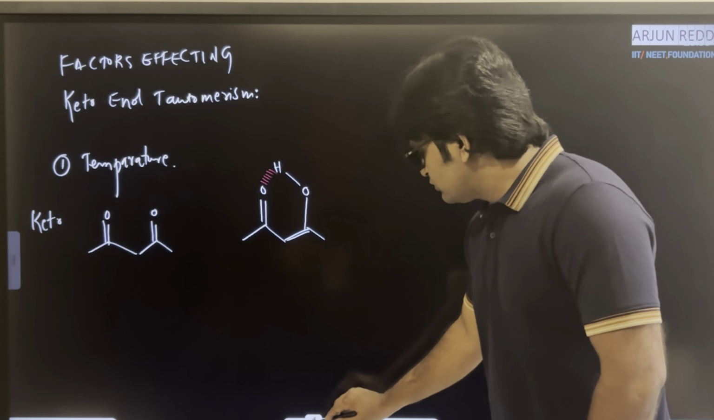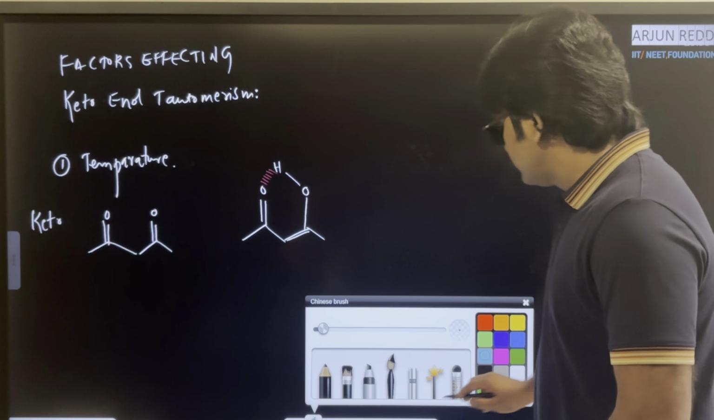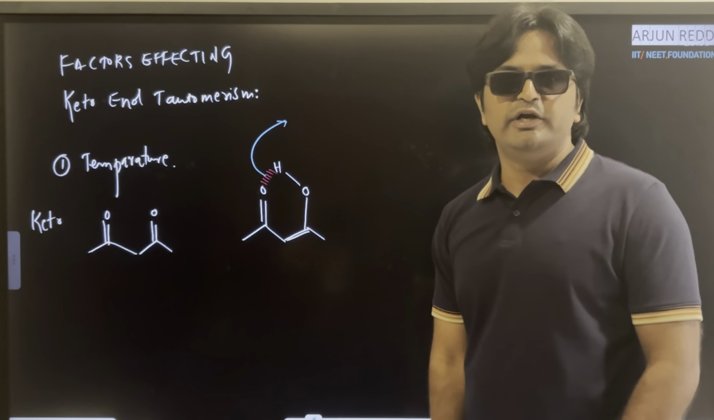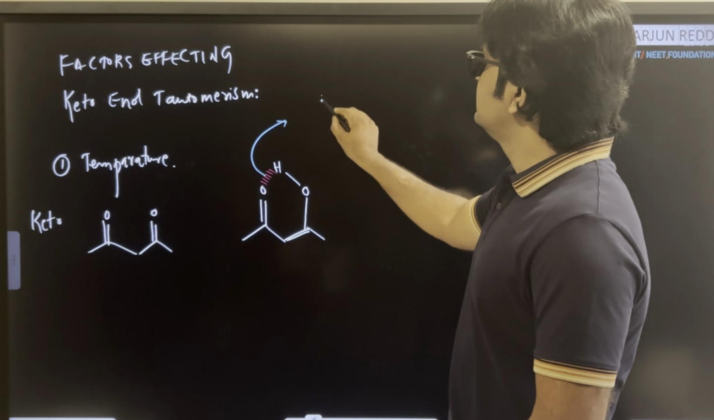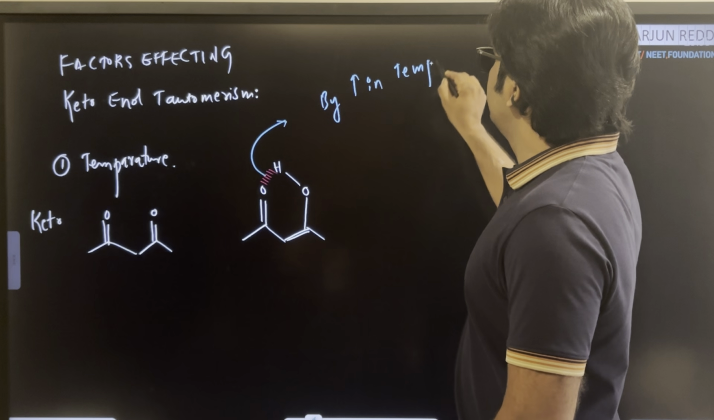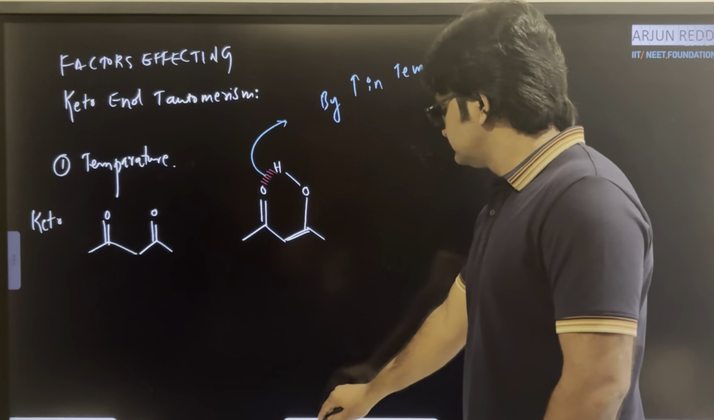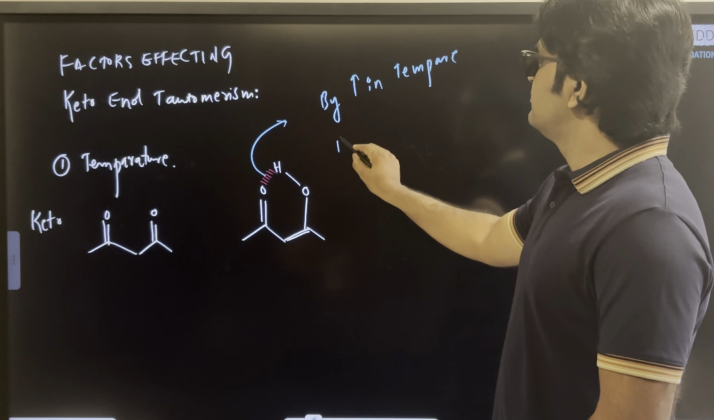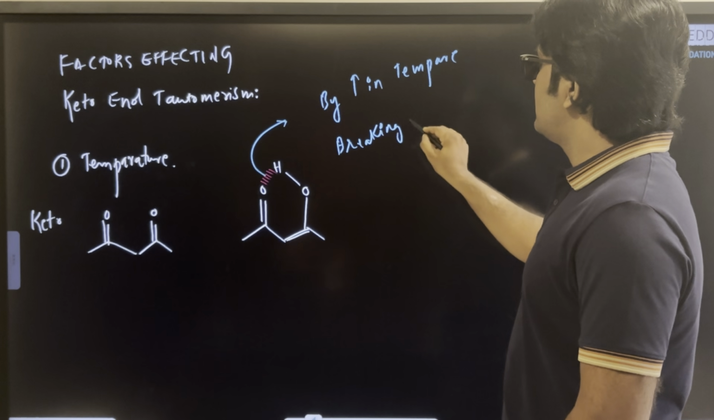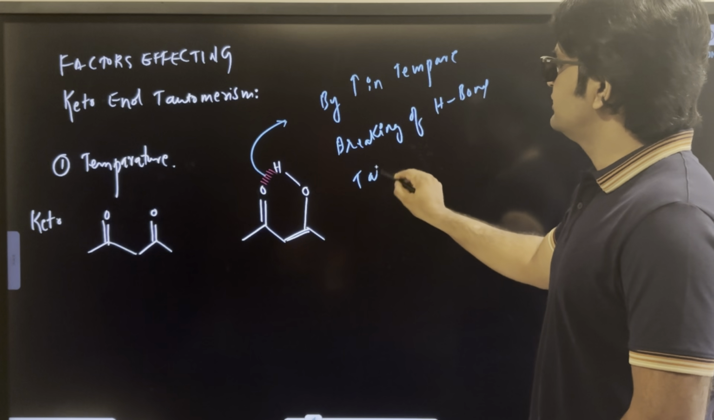Okay, right. So what is the effect of temperature? Basically, this hydrogen bond is weak when compared to a covalent bond. It is affected by temperature. Here, by increase in temperature, breaking of hydrogen bond takes place. That is the effect of temperature.